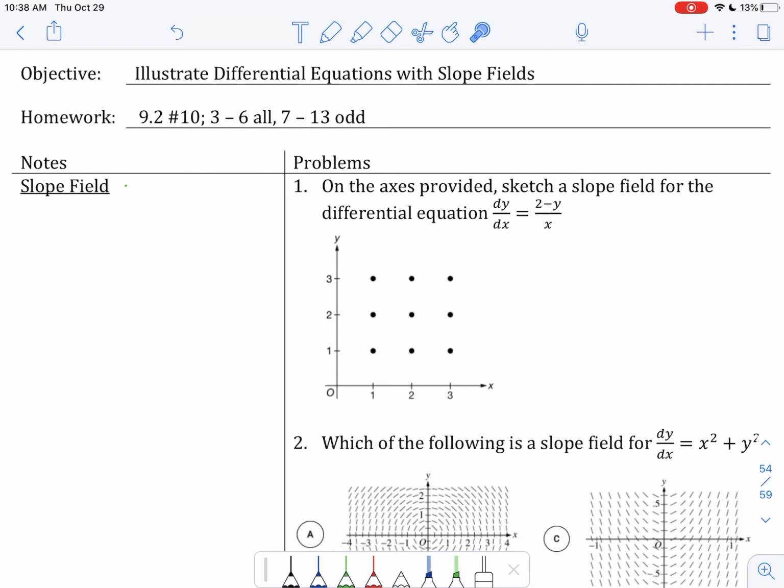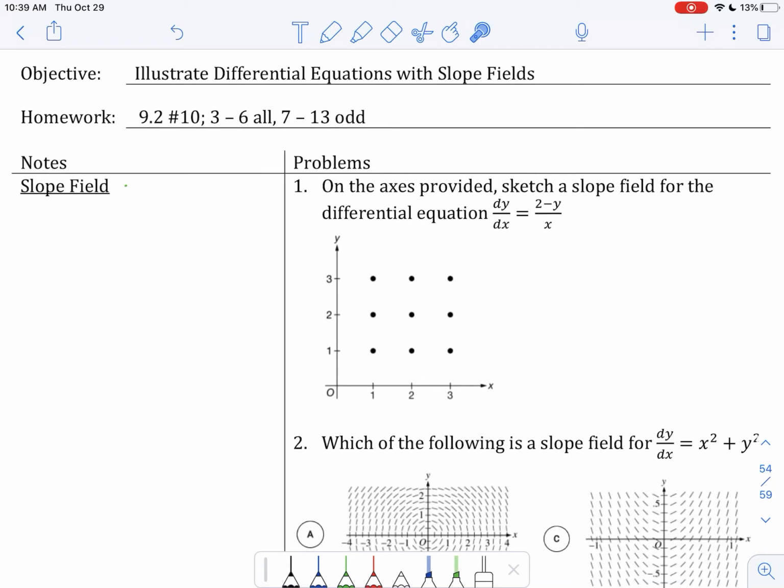But we do want to jump around because you will see this on AP Calculus 1 exams, which is what's going to constitute your midterm test in this class. So we're going to start by talking about slope fields.